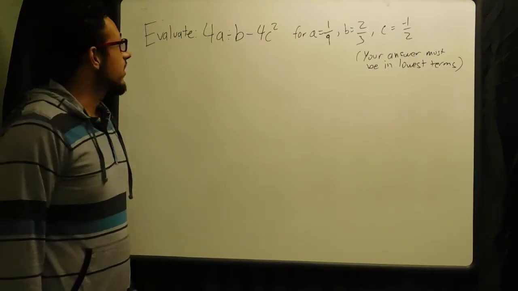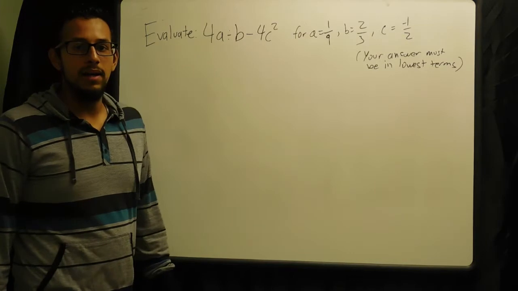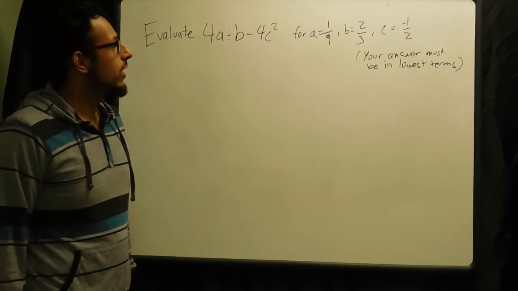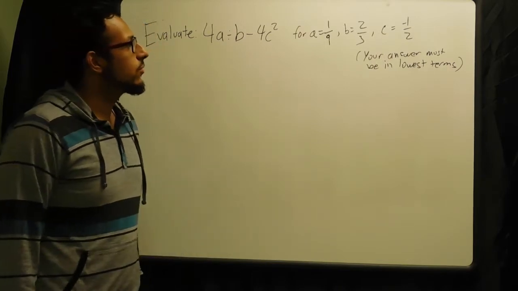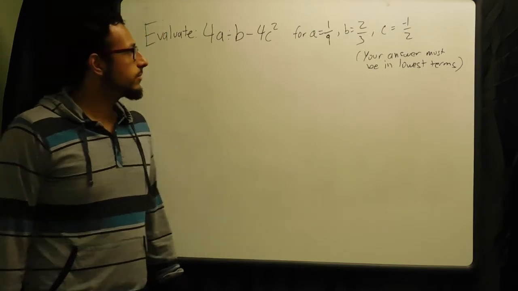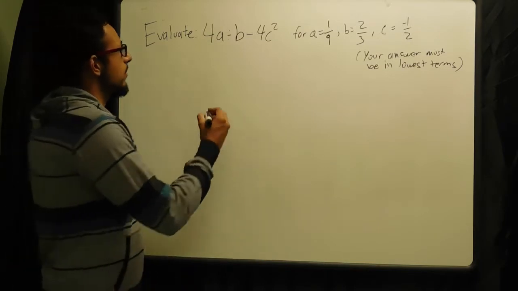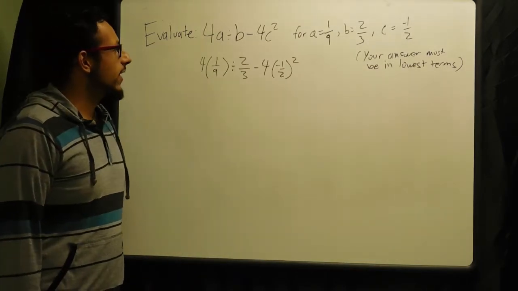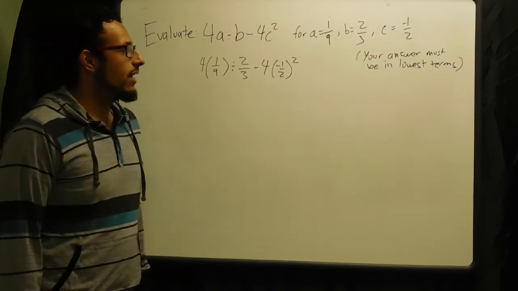This problem is saying evaluate 4a divided by b minus 4c squared. a is equal to 1/9, b is equal to 2/3, and c is equal to negative 1/2. Your answer must be in lowest terms. We're going to rewrite the expression by filling in the values of a, b, and c. So our new problem is 4 times 1 over 9 divided by 2/3 minus 4 times negative 1/2 squared.